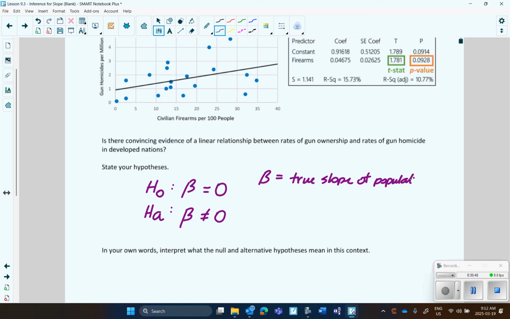Is that in the context when you're showing that? Or do you have to say it? Hang on, I'm not done. True slope of population regression. No, you're right. Relating gun ownership rates to gun policies.